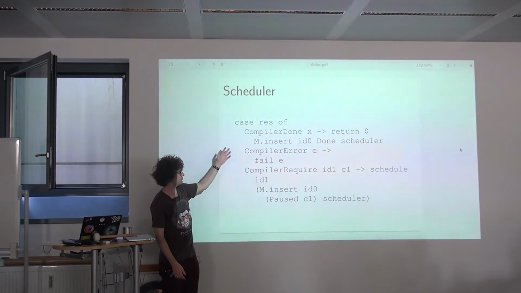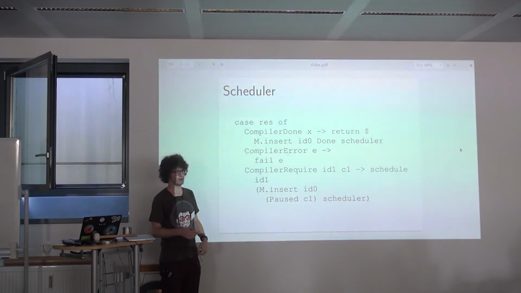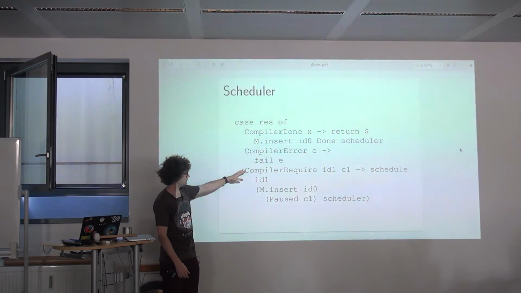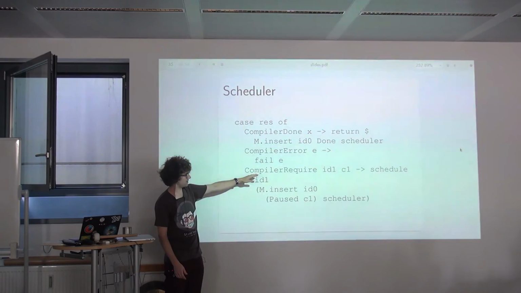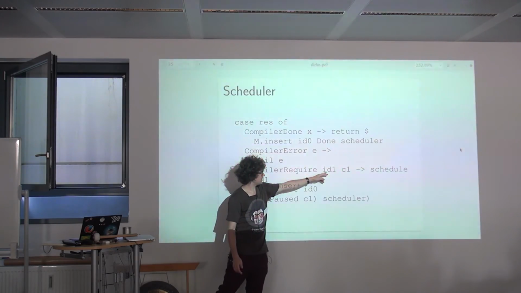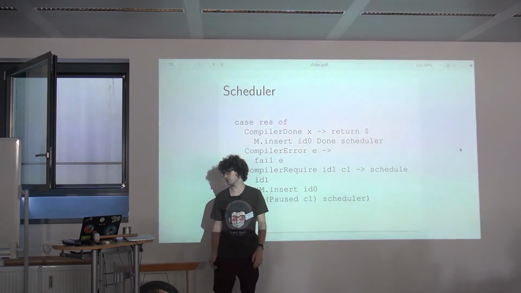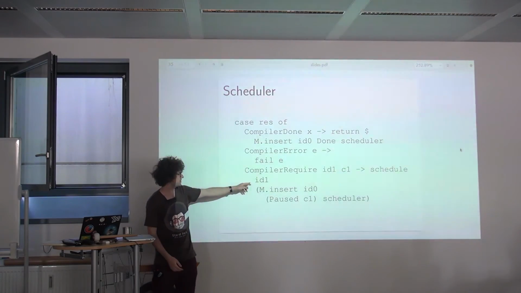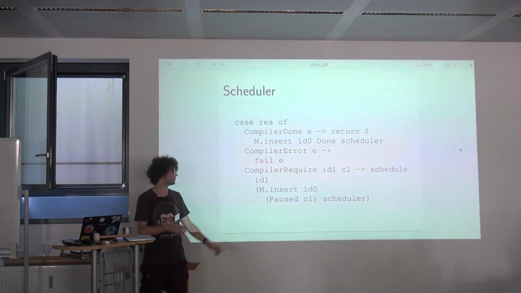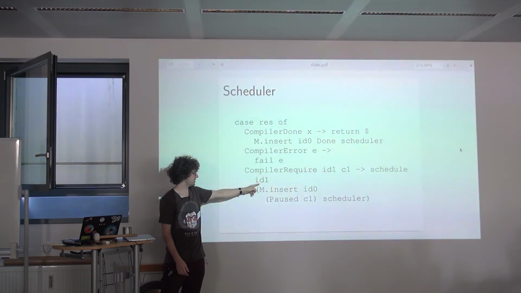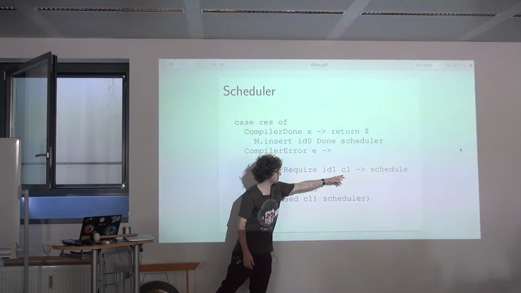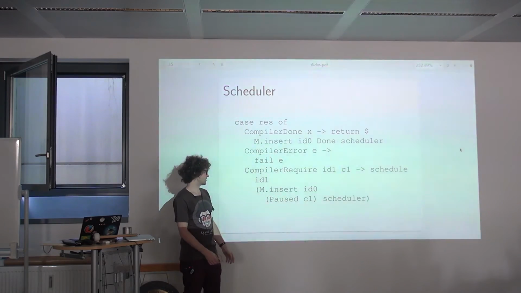If there's an error, we fail. Of course, in the real Haskell code, there's some nicer code around error handling. And if we hit the require, in that case, we actually need to start building this item. The C1 tells us how to continue once we're done with that. So what we do is, instead of continuing to work on this item, we instead start working on this item, and we insert the continuation, in fact, of our current item into the scheduler.